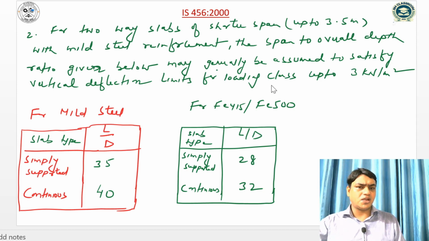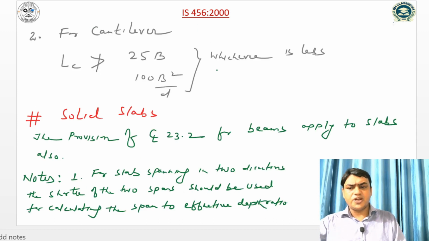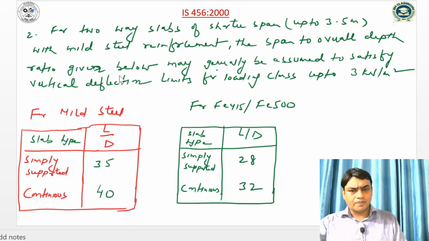So in case of a one-way slab, we have to use the shorter span, and the span to effective depth ratio is the same as whatever is suggested for the beam in clause 23.2. For the two-way slab, we have to find the span to overall depth ratio. In case of a one-way slab, it will be the span to effective depth, but in case of a two-way slab, the deflection criterion is span by overall depth, and for mild steel, the span to overall depth is 35, and for the continuous slab, it will be 40.